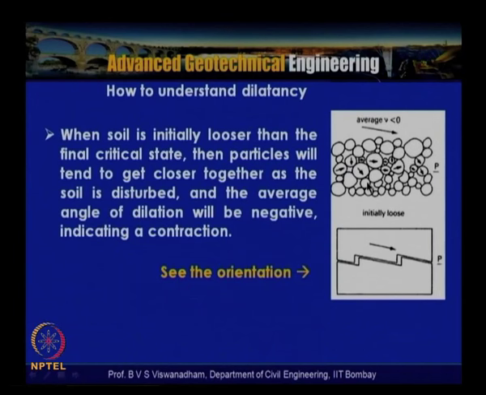And when the soil is initially looser than the final critical state, the particles will tend to get closer together as the soil is disturbed, and the average angle of dilation will be negative, indicating a contraction. That's why the saw blade inclination or plane of inclination is shown below. So this initially loose soil tends to become denser here.